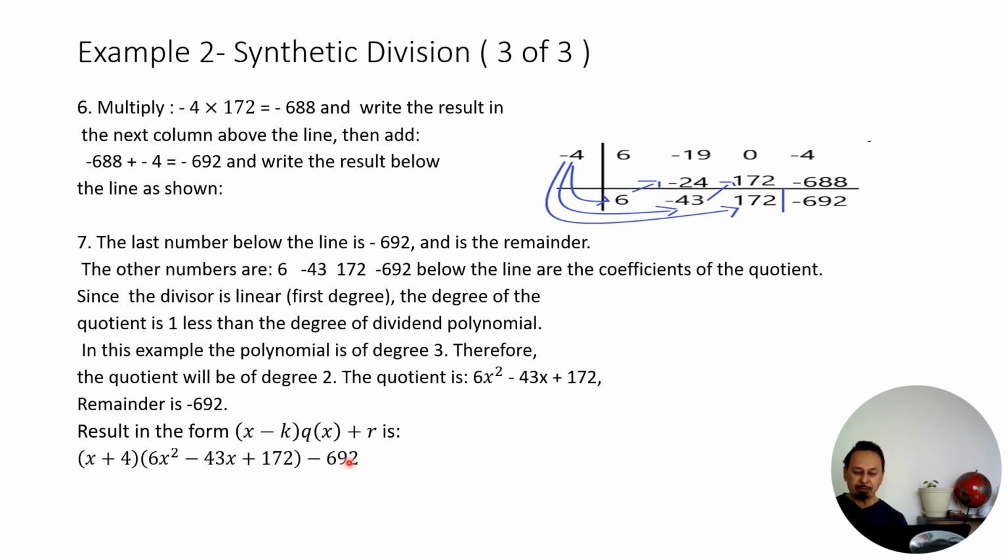Now we write the result in the form x minus k times q of x plus r. So we have x plus 4 as the divisor, and 6x squared minus 43x plus 172 is the quotient we got, and plus the remainder negative 692. And that's the answer.